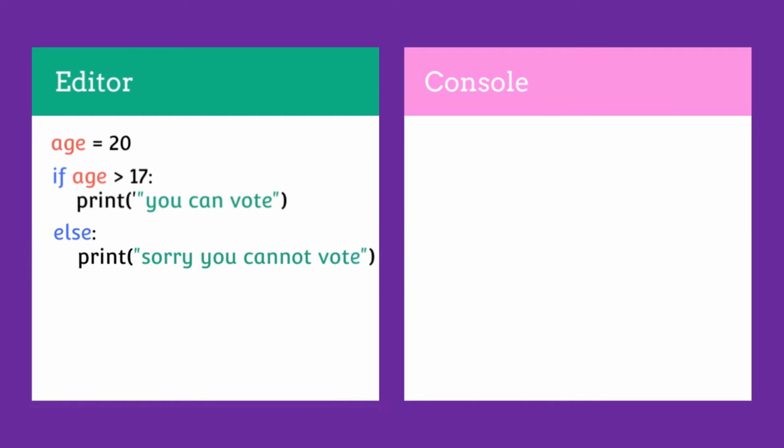Now because the age is 20, the condition if age is greater than 17 will be read as 20 is greater than 17. The condition is true, so the if code will execute, printing you can vote on the console. Now if we change the age to 16, the condition will read as 16 is greater than 17, which is false, so the else part will execute, printing sorry you cannot vote on the console.